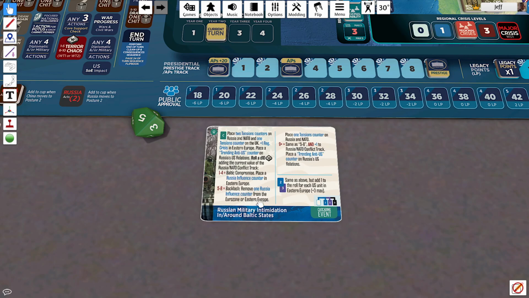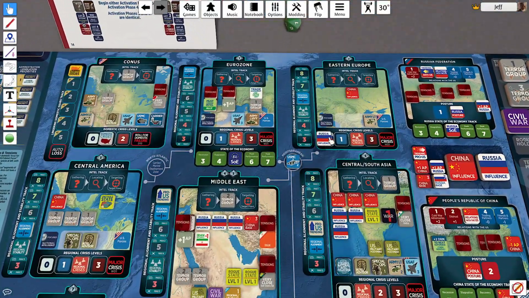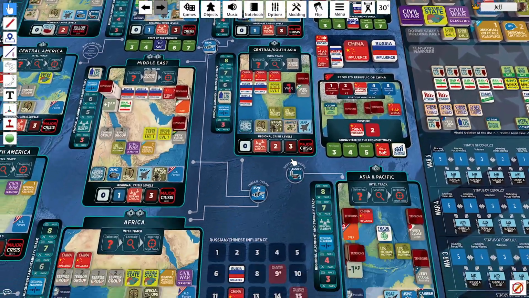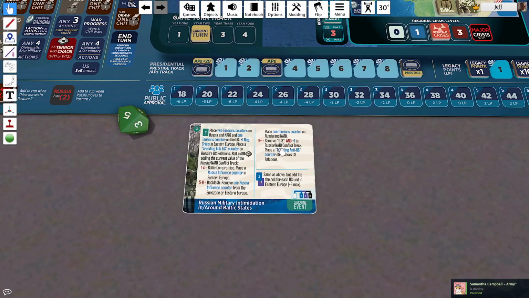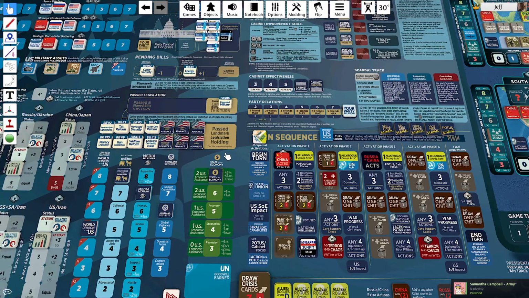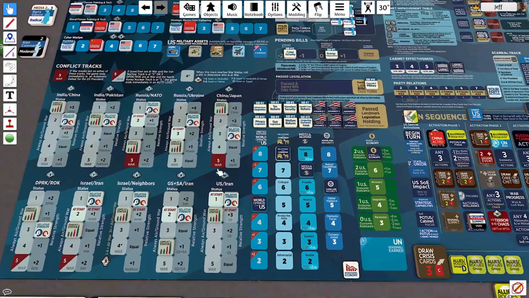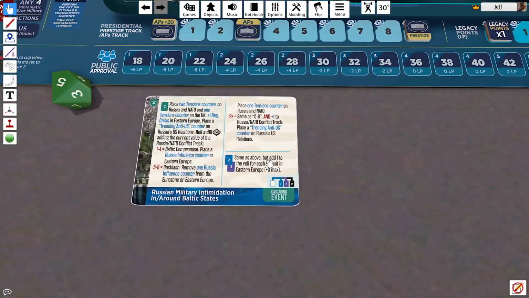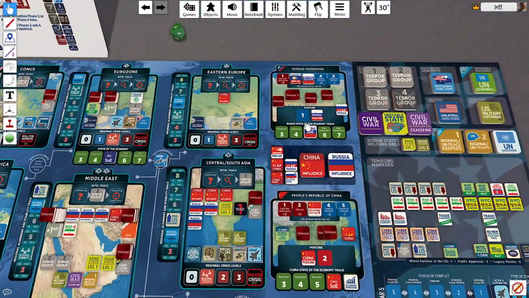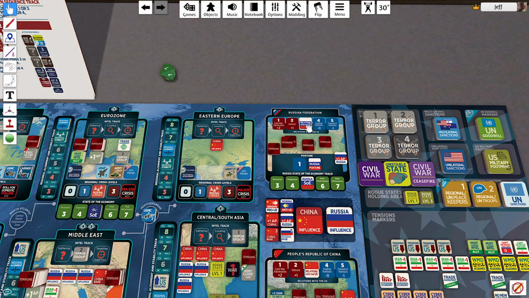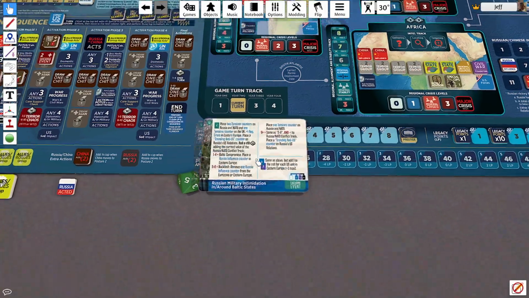Remove one Russia influence counter from Eurozone or Eastern Europe. That's fantastic. Add +1 to the NATO conflict track. So that's back in precarious levels. And a trending anti-US counter. So Russia dropped back to 2 with us. And then now this goes to 3.